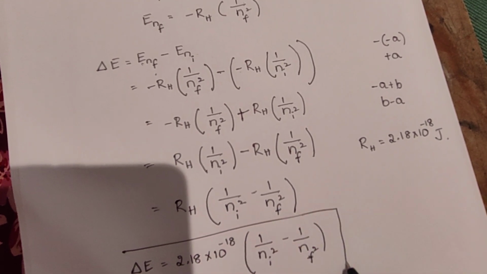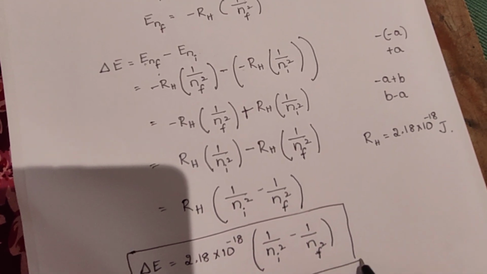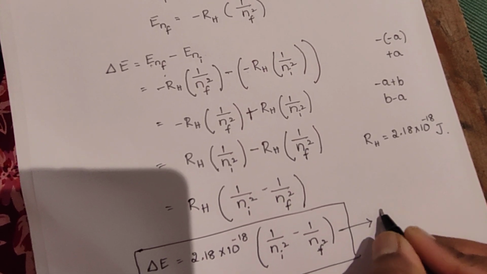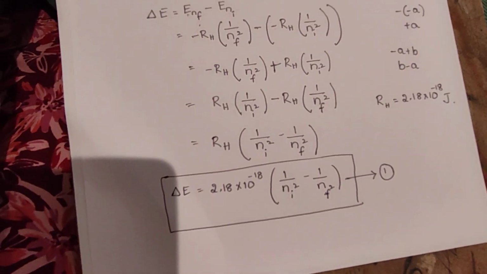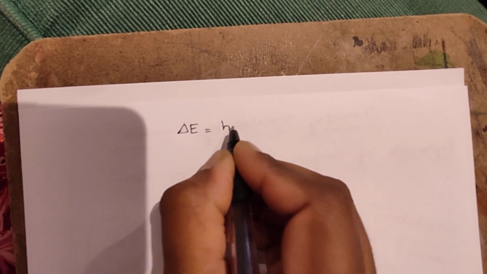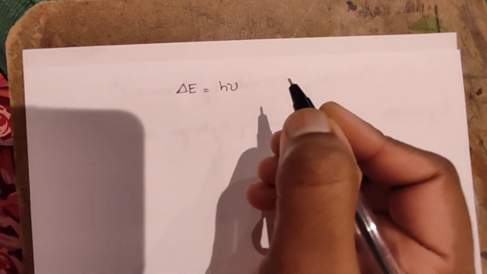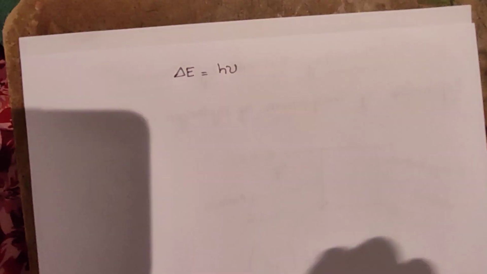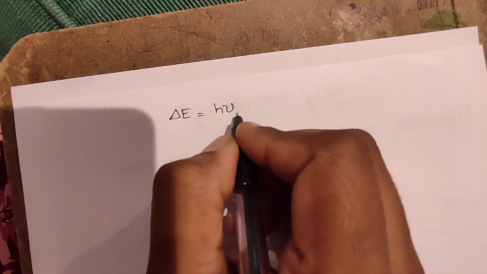This is the formula to calculate the difference in energy. Let it be the first equation. According to Bohr's third postulate, delta E is equal to h mu. That is the energy. It will be equal to photon energy, h mu.